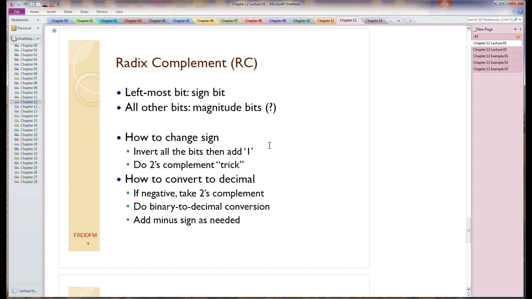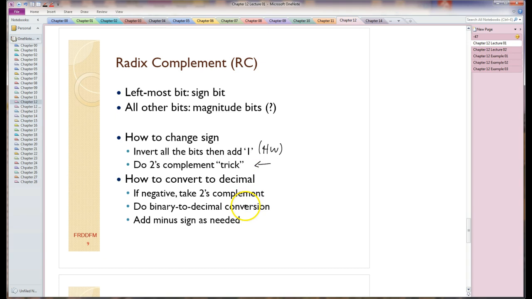The issue is to change the sign of this thing. There are two ways to do it. One is hardware based, which will make sense later: I invert all the bits and add 1. The other is the same thing as the 2's complement trick, which is for humans, and we'll go over that next.